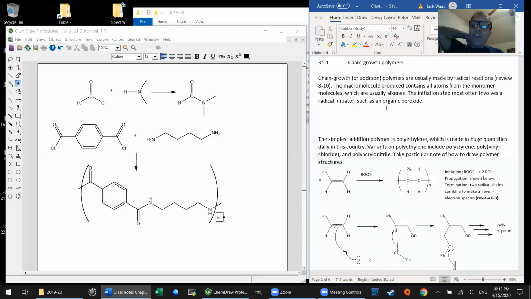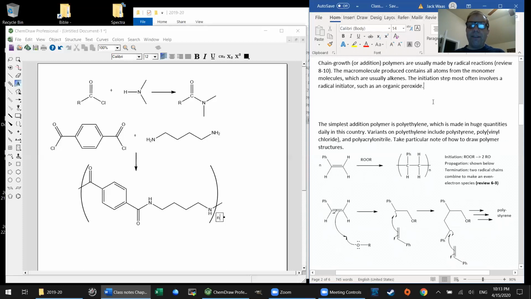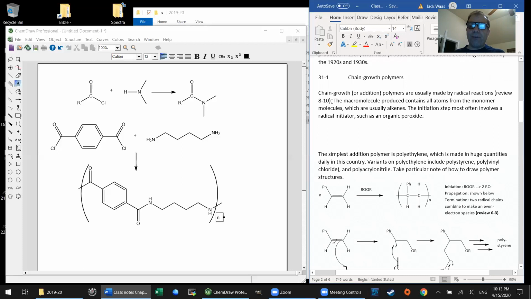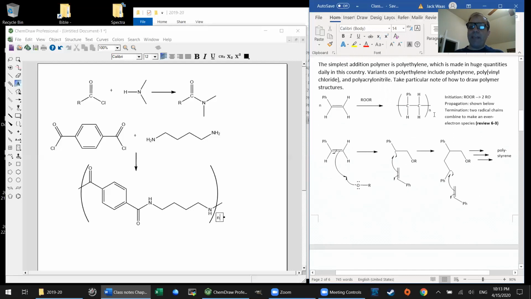So usually addition polymers are made by radical reactions. So if you've forgotten about those and how we write their mechanisms, please review them from the previous term. Well, not only in chapter 8, where we didn't really cover it as much, but I know that we covered them in Organic 1. So usually these are initiated by heat or some kind of radical initiator like an organic peroxide or hydroperoxide.